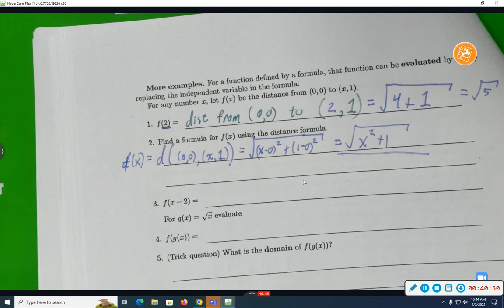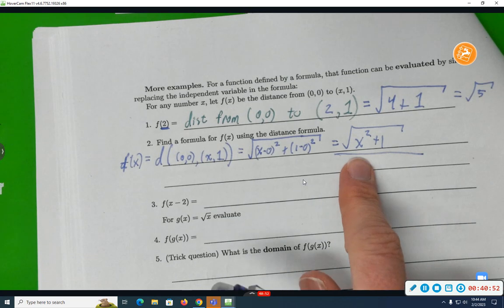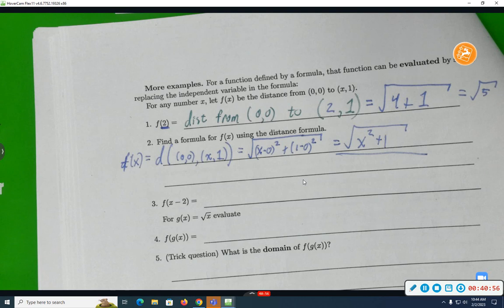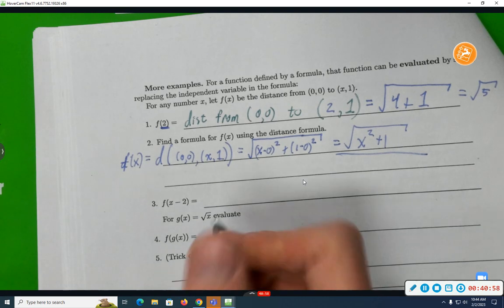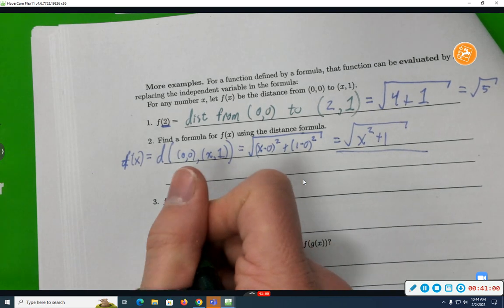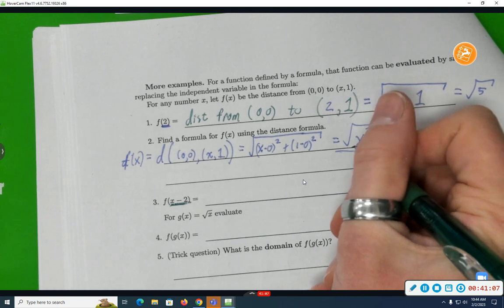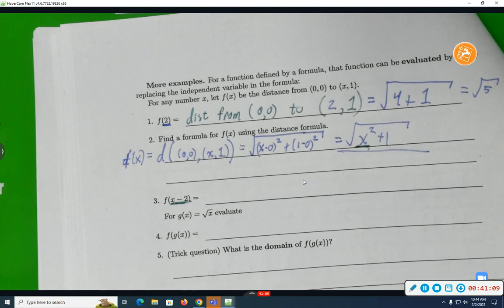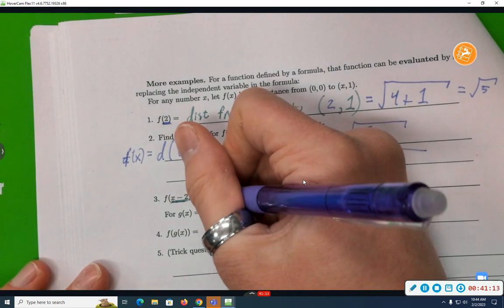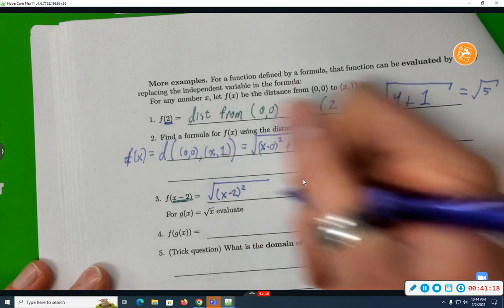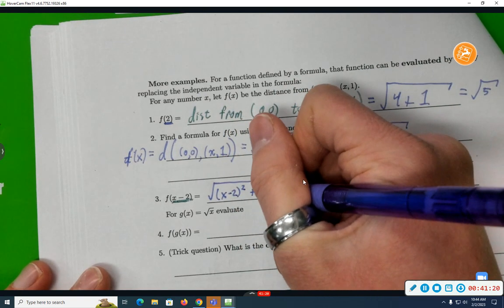So once we have a formula, we can start doing things with that formula. You can plug a formula into a formula. If you want to evaluate f of x minus 2, well, that means I want to take that formula, x minus 2, and plug it in for that x. Let's see what we get when we do that. This will be the square root of x minus 2 squared plus 1.